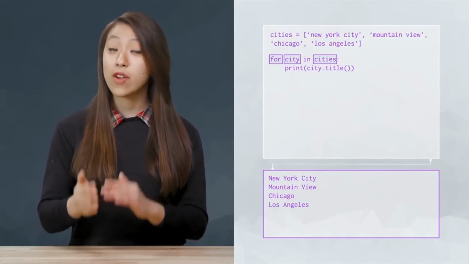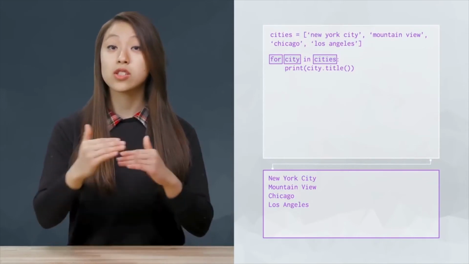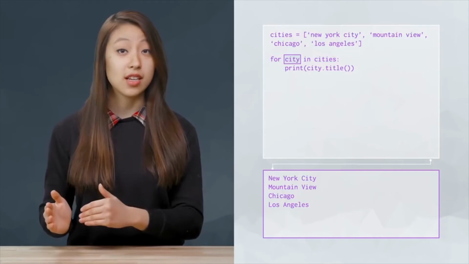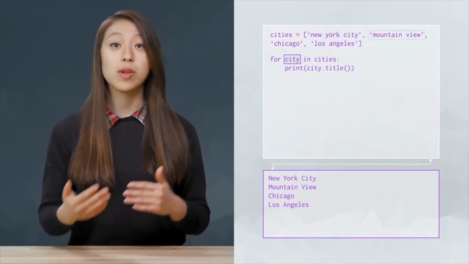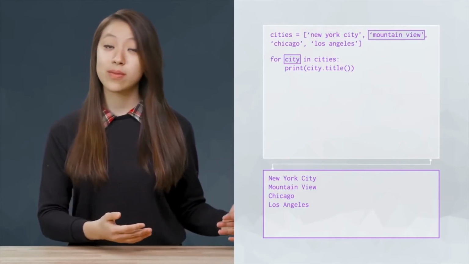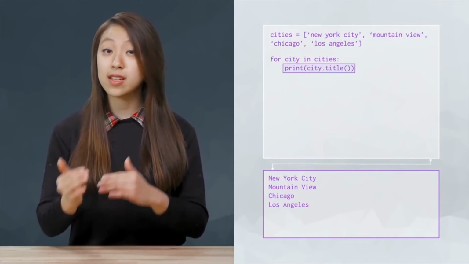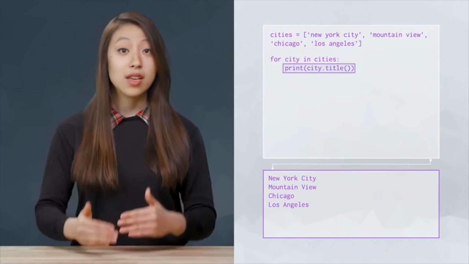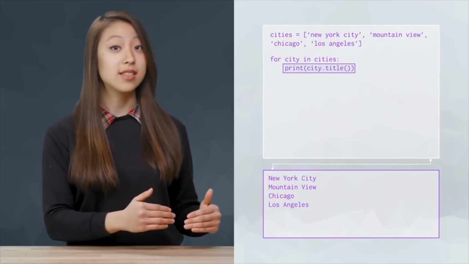That is, the variable that represents the element in the iterable that the loop is currently processing. So in the first iteration, city would be New York City. In the second iteration, it would be Mountain View, and so on. We can use the city variable to refer to an element within the indented body of a for loop during any iteration. This indented body is executed once for each element in cities.